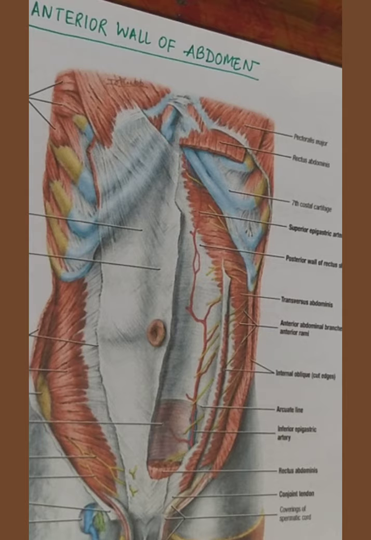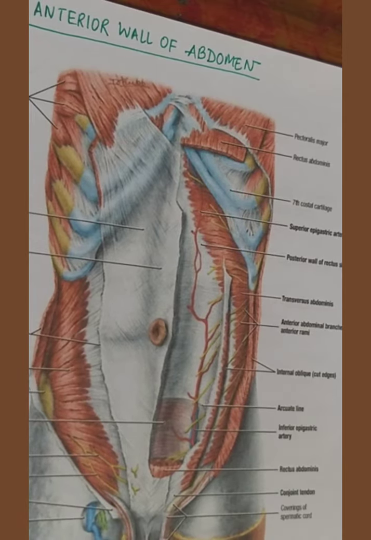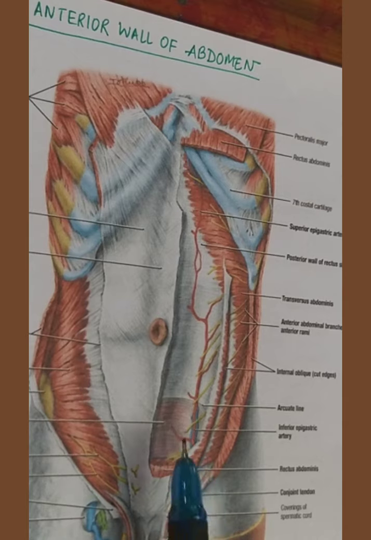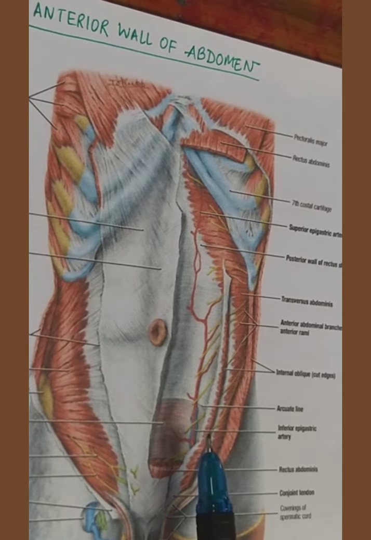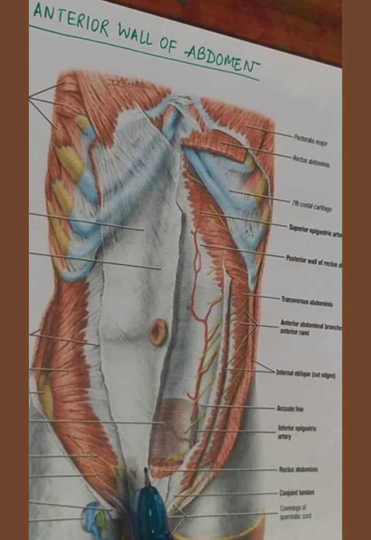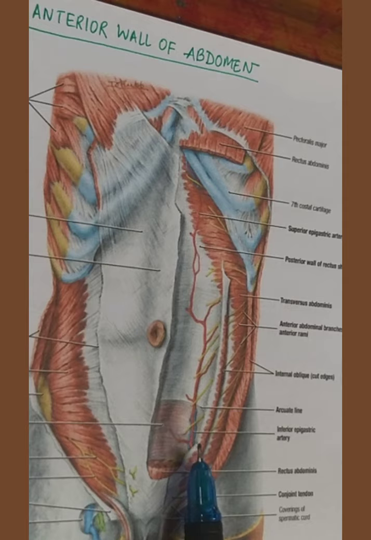Then comes the extraperitoneal tissue layer. This is actually a fibroareolar and fatty tissue layer, and it is traversed by a few structures medial to the deep inguinal ring. So, what lies medial to the deep inguinal ring?